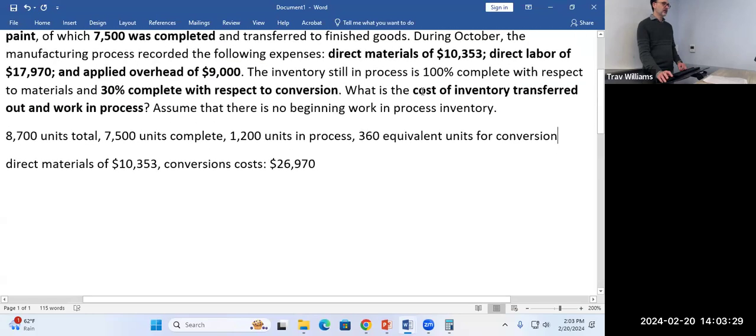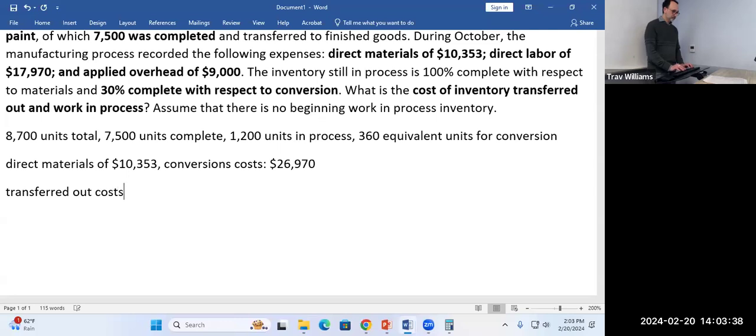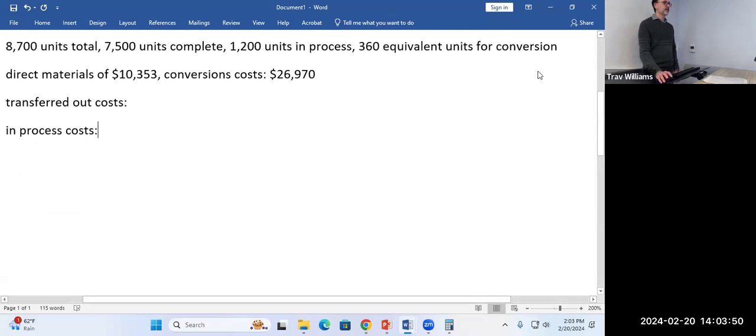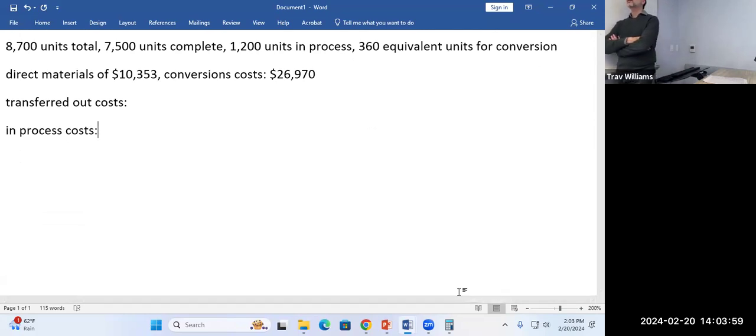So that's the information we really need to work with here. So the questions are the cost of the inventory that got transferred out, and the in-process costs, right? The ones that are still in process, what are those costs? So let's just focus in on this information. We'll start with the cost of what got transferred out. How would we figure that out? Subtract the total units from the completions from the process. Say that again, Jordan. It's just the units complete, right?